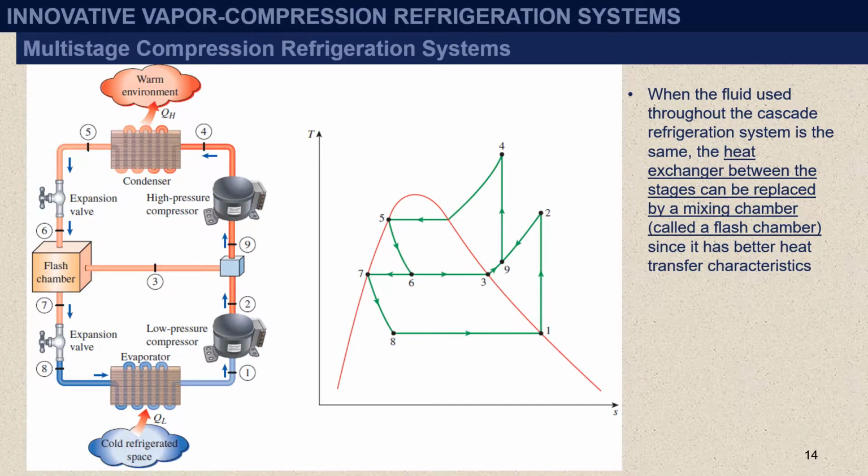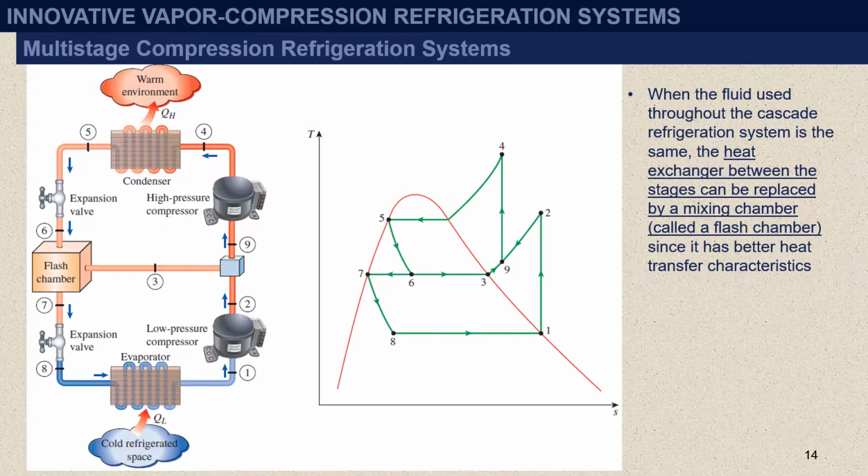Now let's look at multi-stage compression refrigeration systems. When the fluid used throughout the cascade refrigeration system is the same, the heat exchanger between the stages can be replaced by a mixing chamber, which is called a flash chamber, since it has better heat transfer characteristics. Such systems are called multi-stage compression refrigeration systems. A two-stage compression system is given in this figure.